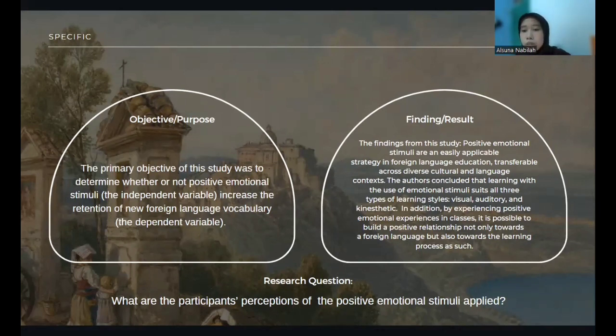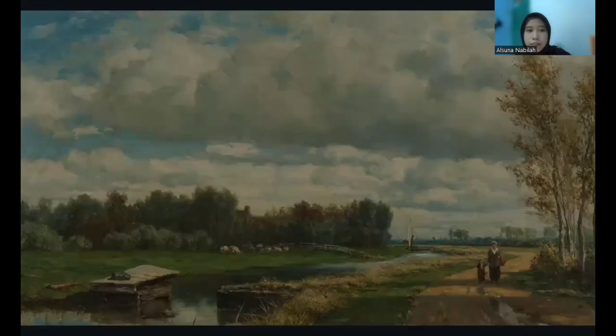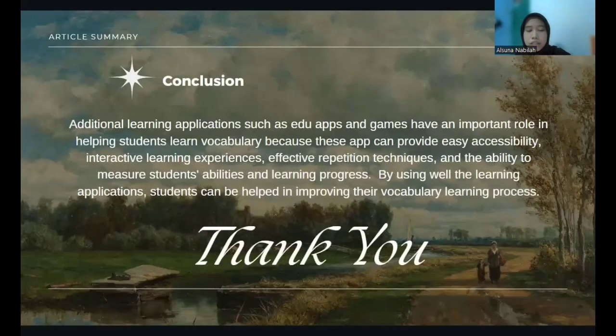The author concludes that learning with the use of emotional stimuli uses all three types of learning styles: visual, auditory, and kinesthetic. In addition, by experiencing positive emotional experiences in classes, it's possible to build a positive relationship not only toward a foreign language but also towards the learning process as such. So that's about the last article that I have reviewed.